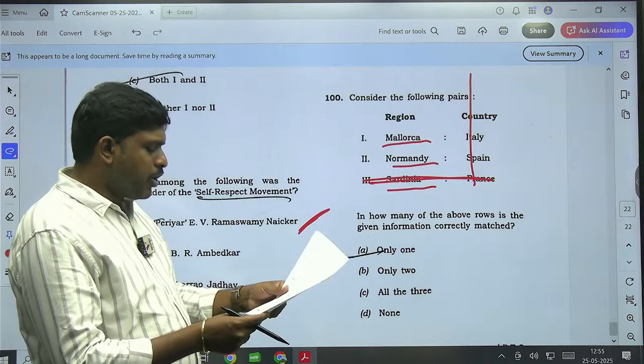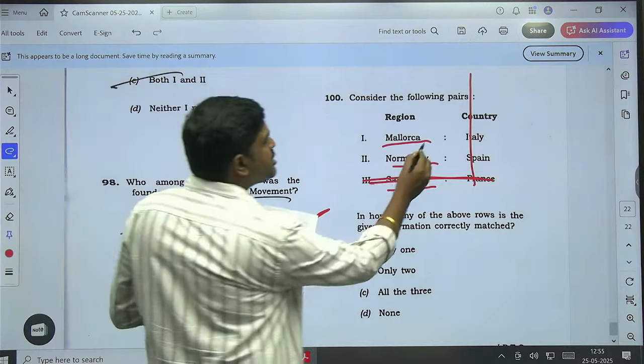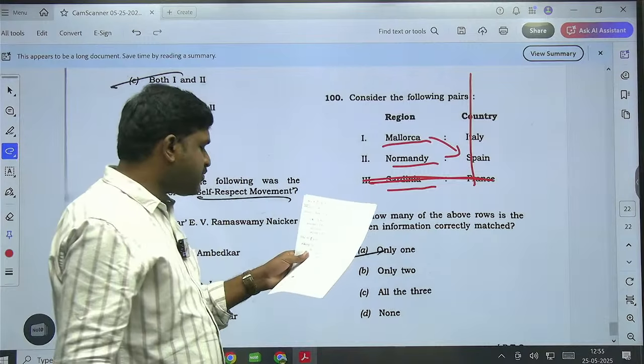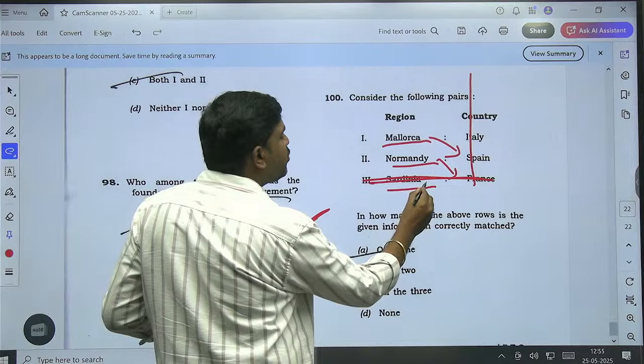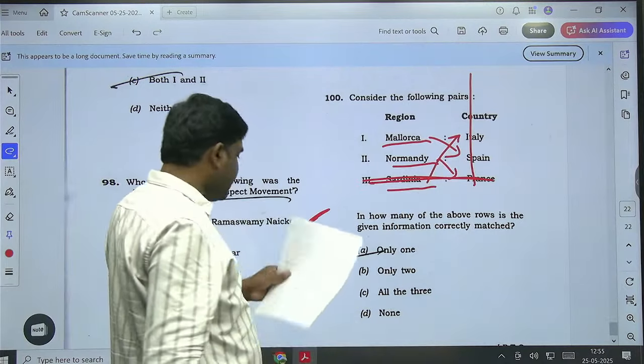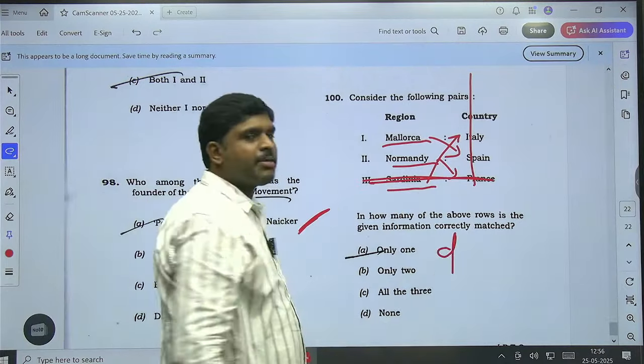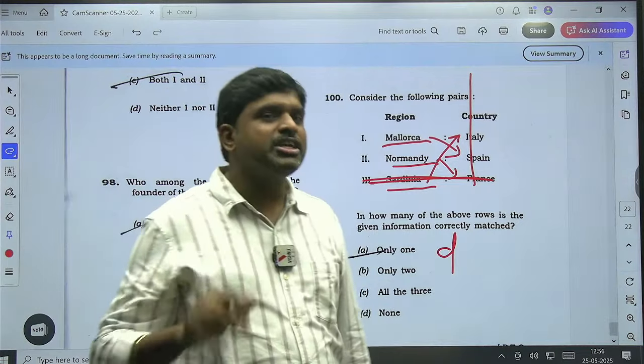See, Mallorca is part of Spain. Normandy is part of France. And I told you Sardinia is part of Italy. So the answer is what? None of the above. These are very famous regions.